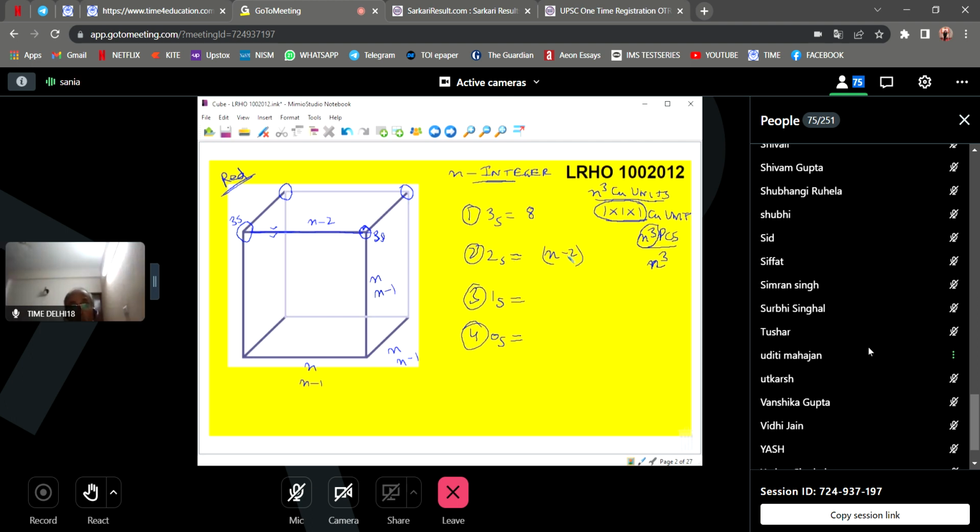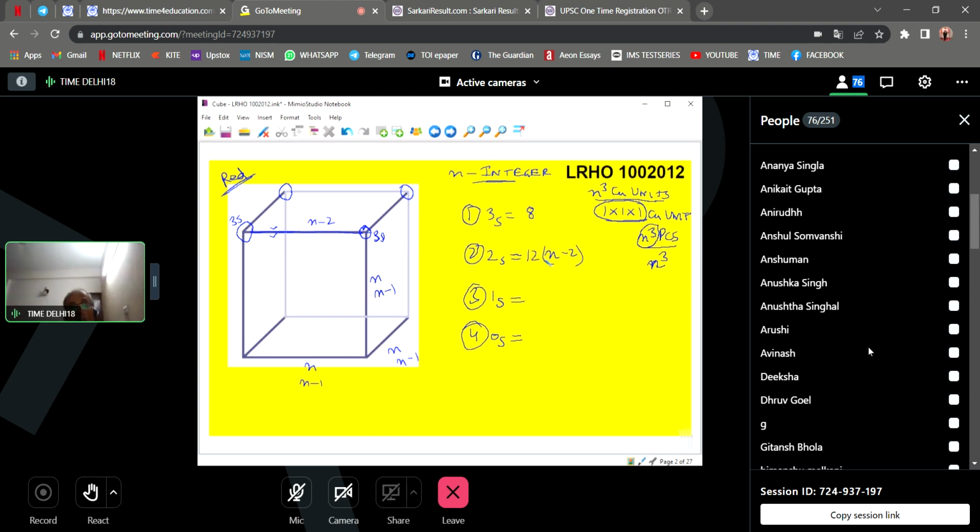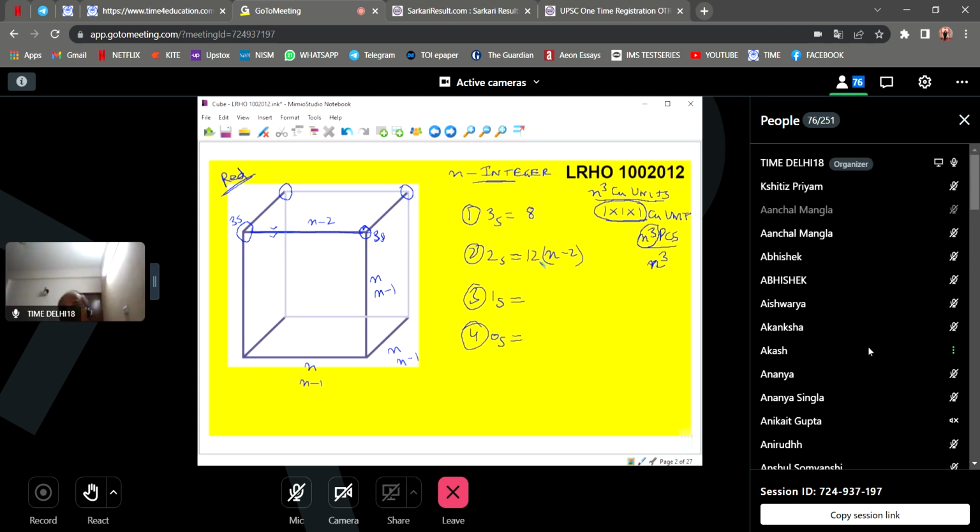Now, how many edges are there on this cube? 12 edges are there. And on each edge, how many pieces have 2 sides painted? n minus 2. So how many 2-side painted smaller cubes I'm going to get? 12 into n minus 2. Anyone? Any doubt? Anyone having any problem with this?